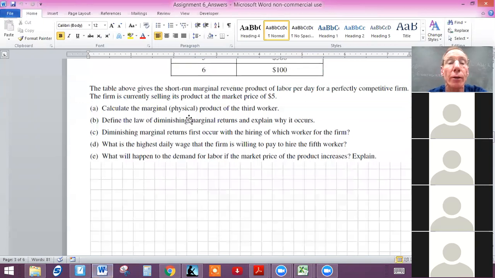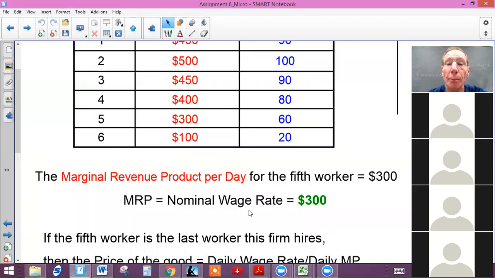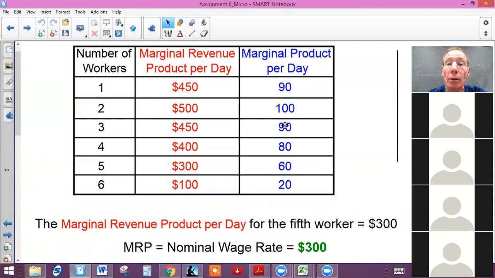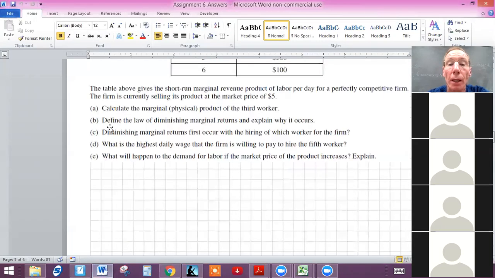Anyway, the marginal product for the 3rd worker is easy. I didn't even put it in here, but it's going to be right here: 90, because 450 divided by 5. So that's easy. Now the next thing they're asking is to define the law of diminishing marginal returns, and you can find that in your book.